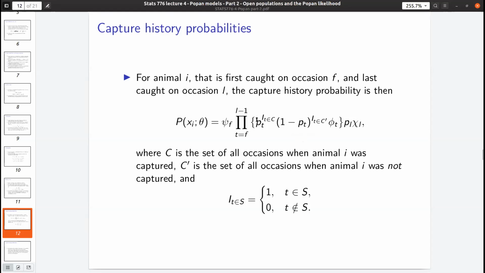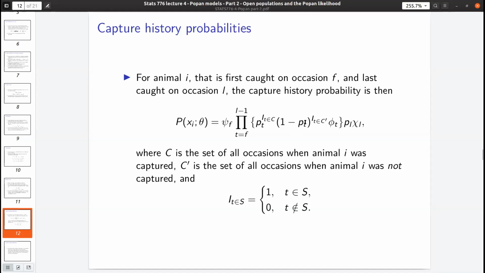So what this is expressing is that if the animal was captured at time t, then you'll include the capture probability for time t in the likelihood. And if it was not captured at time t, this is between the first and last captures, then you would include the term 1 minus the capture probability at time t. And so I'm just expressing that by using this set C prime, which is the set of all occasions when an animal was not captured.